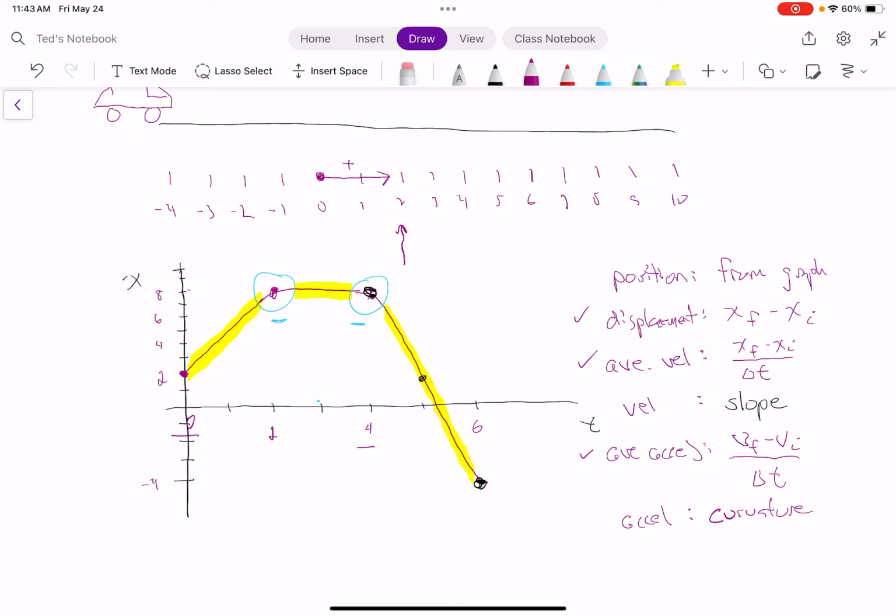of the graph. So if I had a position graph where the slope increased and then decreased and then increased again, in the places where the slope is changing, that's where we have acceleration, and this would be a positive acceleration because the slope is increasing. This would be a negative acceleration because the slope is decreasing, and this would be a positive acceleration because the slope is increasing. All right, that is it for position.